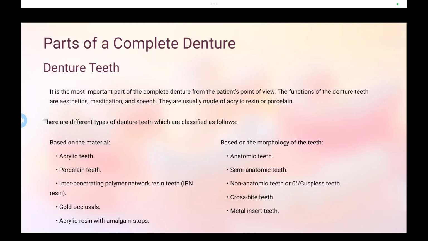There are different types of denture teeth, which are classified based on the material: acrylic and porcelain teeth, interpenetrating polymer network resin teeth, which is also known as IPN resin, gold occlusals, and acrylic resins with amalgam stops. And next, based on the morphology of teeth: anatomic, semi-anatomic, non-anatomic or zero or cuspless teeth, crossbite teeth, metal insert teeth. This is the classification based on the material and based on the morphology of the teeth.